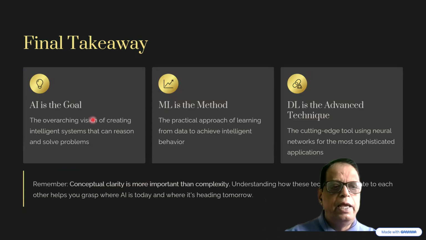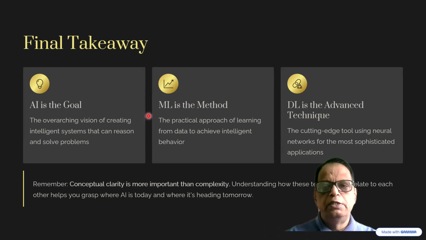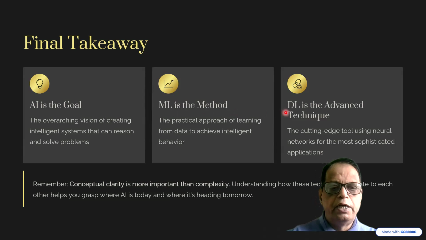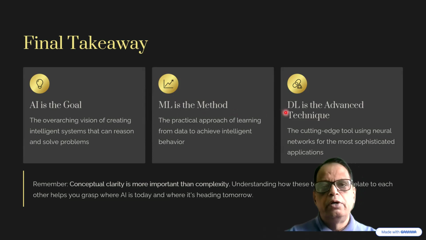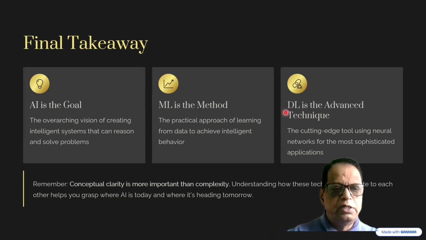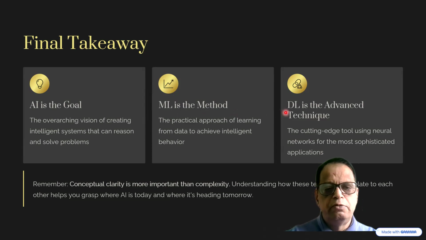So you can say that AI is the goal, machine learning is the method that is being used, and deep learning is the advanced technique that is being used in order to achieve our result. So conceptual clarity is more important than complexity. So let us try to improve your conceptual clarity by making use of these sessions.